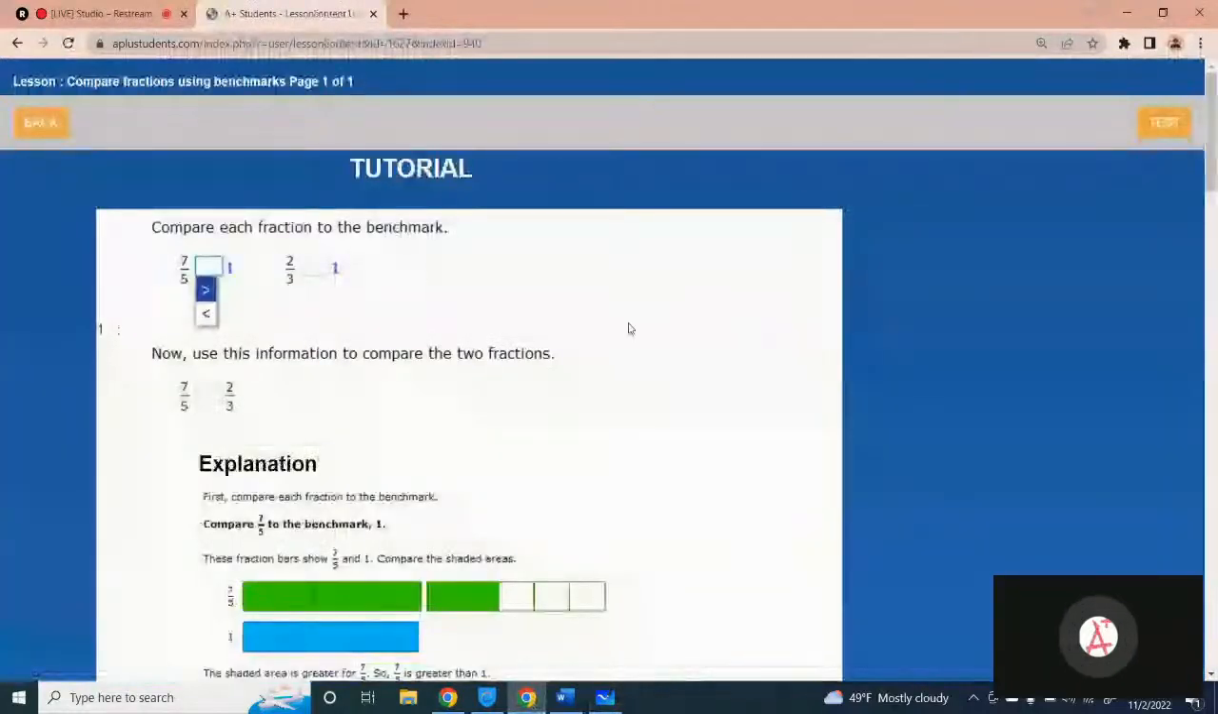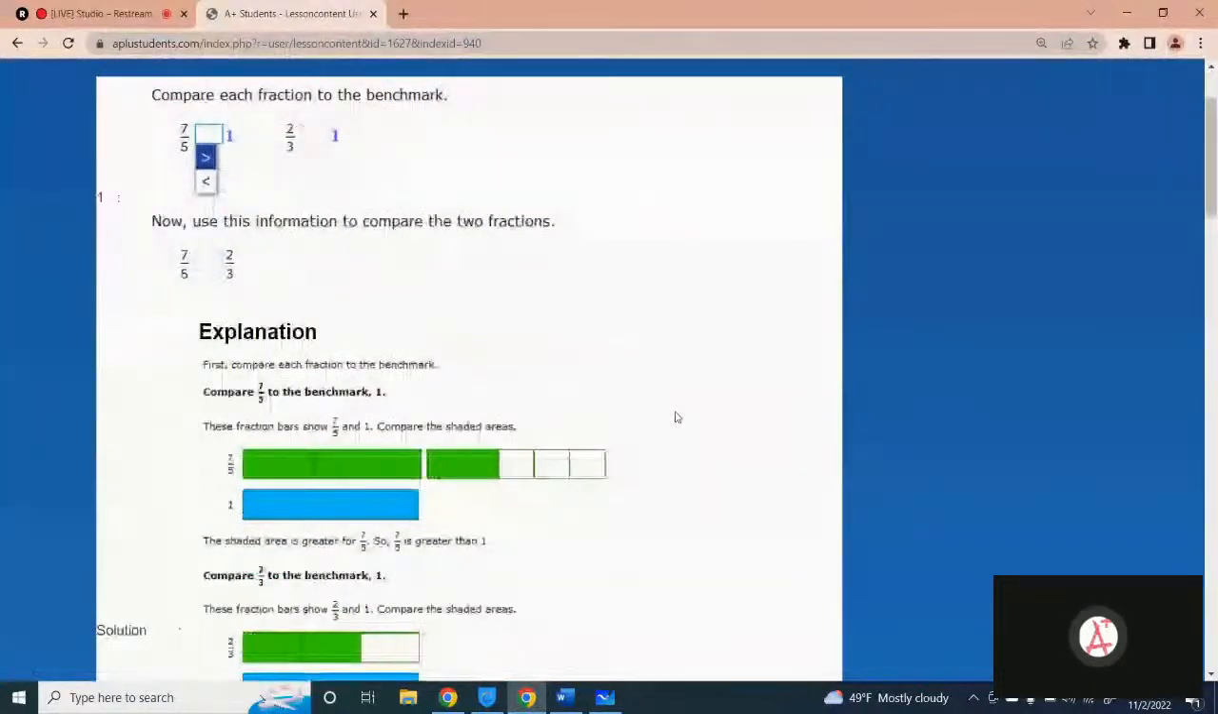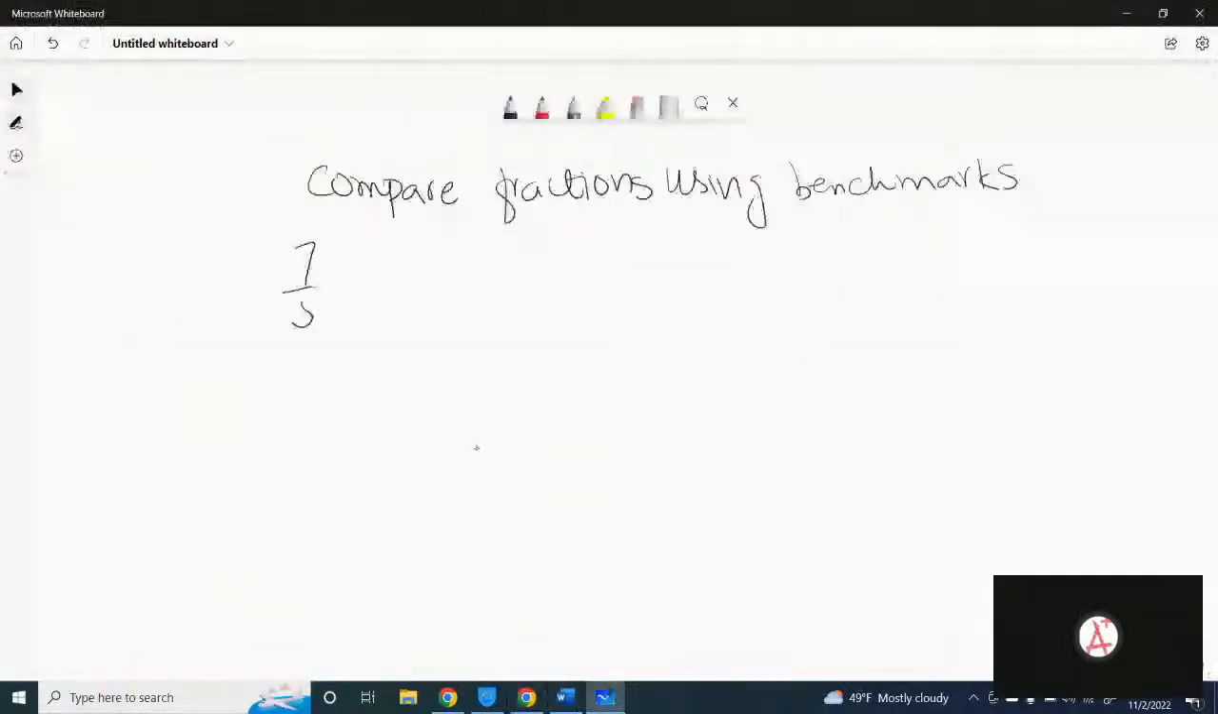Okay, so let's start with the examples. Compare each fraction to the benchmark. So basically, the benchmark is 1. You have to compare both the fractions to 1. Got it? 7 by 5 to 1 and 2 by 3 to 1. 1 is actually the benchmark. Once you have a benchmark, you need to compare both the fractions to the benchmark, 7 over 5 and 2 over 3. So you need to see which one is greater. So you have to compare 7 by 5 to 1 and then 2 over 3 to 1. Let's just compare.